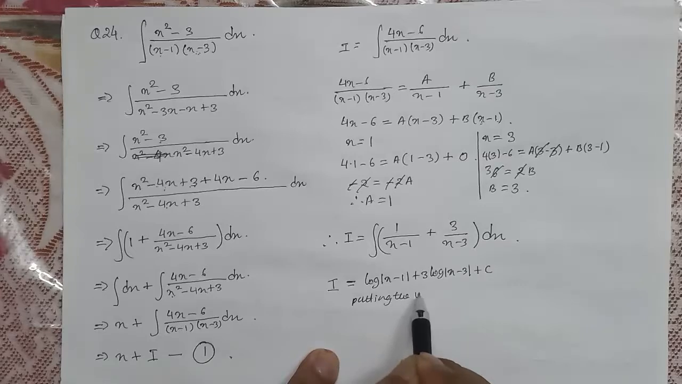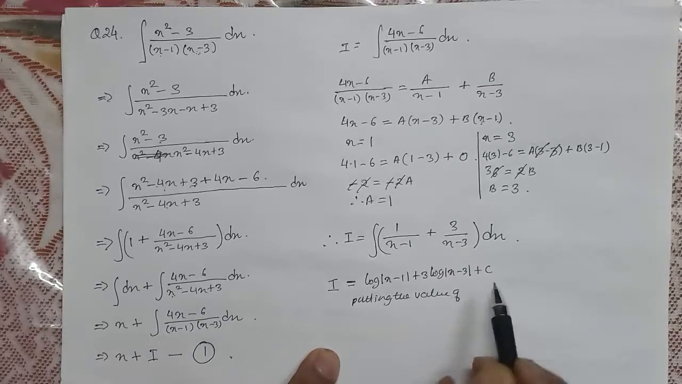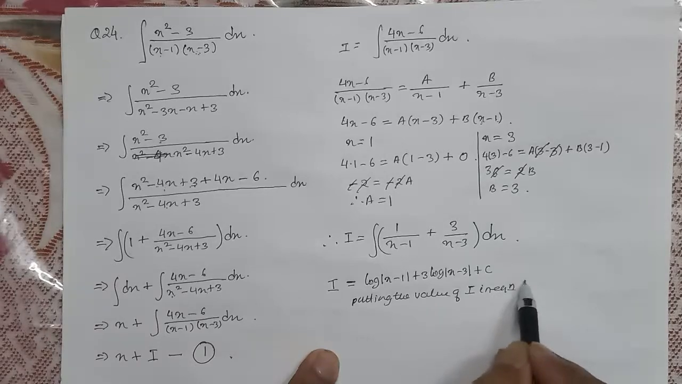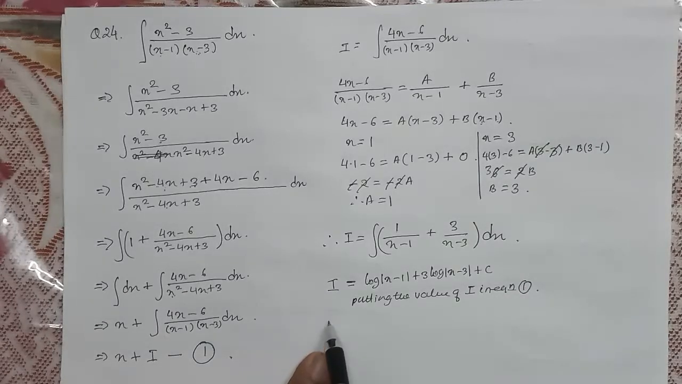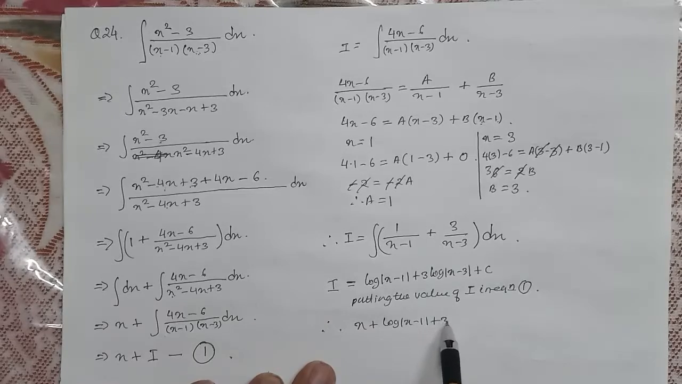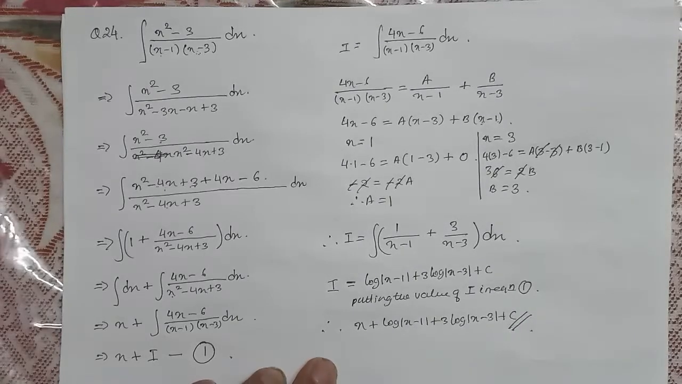Putting the value of I in equation 1, we will get the final answer. Therefore x plus the value of I, which is log of x minus 1 plus 3 log of x minus 3 plus c, is the final answer.